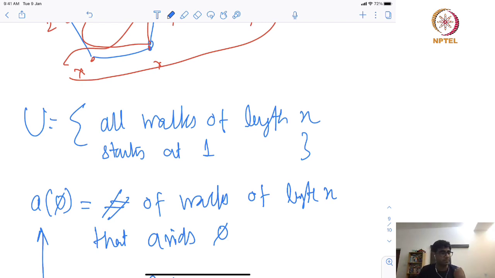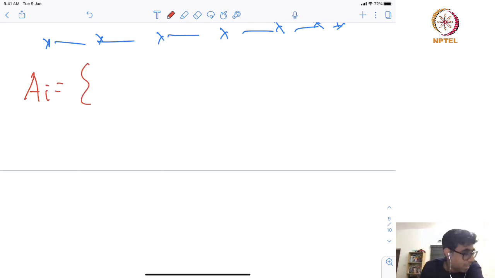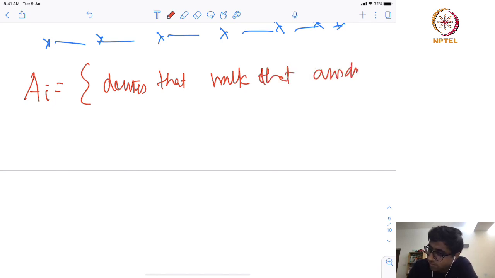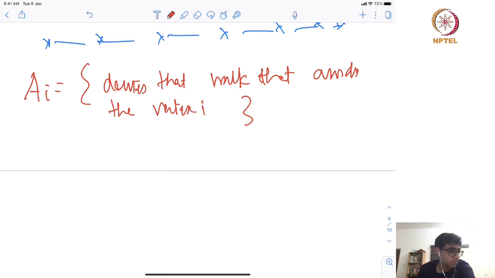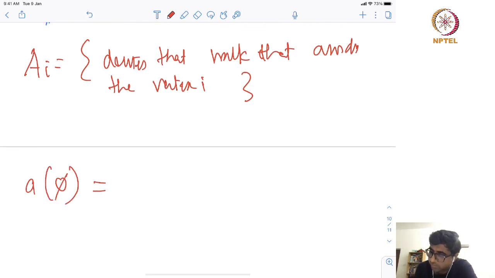Now we need to set up some sets over U. So what do we set up? What is A_i? A_i denotes the walks that avoid the vertex i, right? That's it. Then you ask yourself, what is A of phi in terms of this?